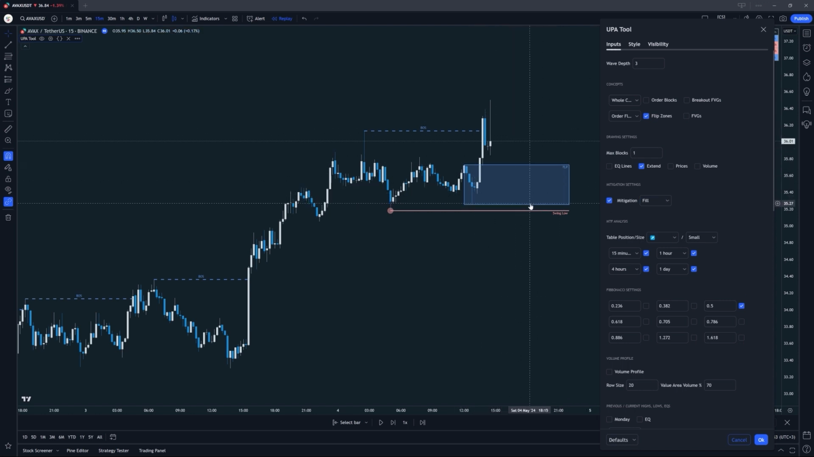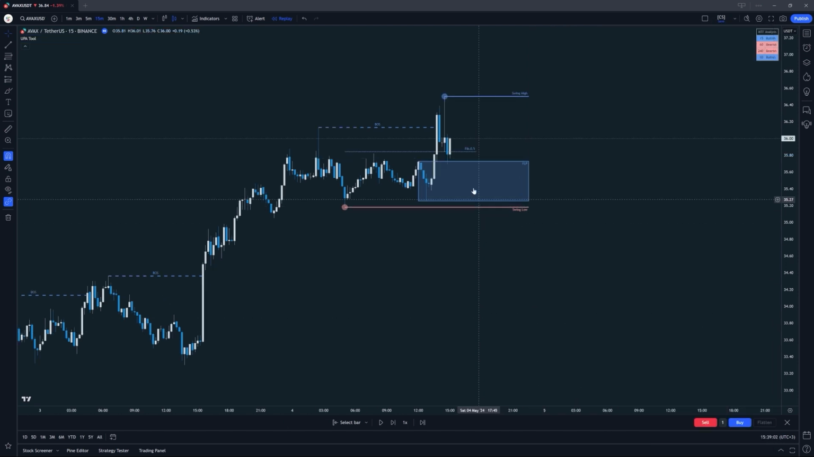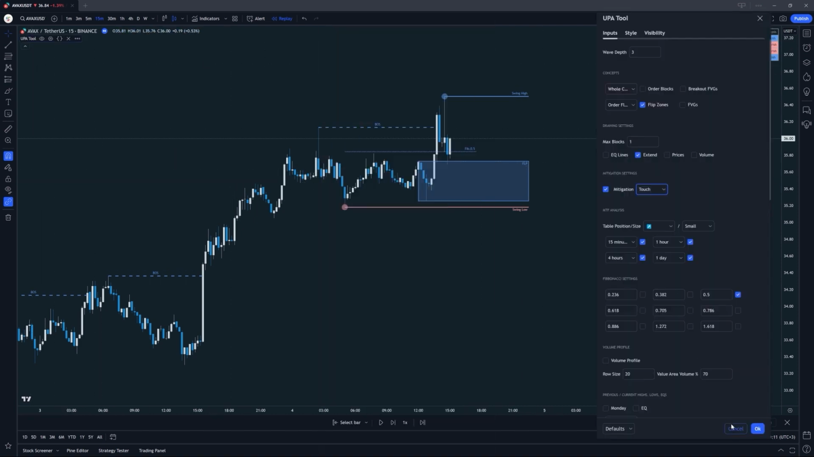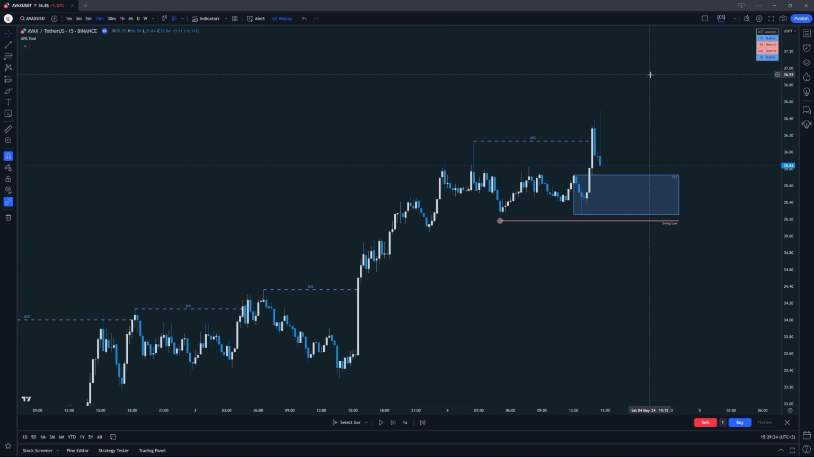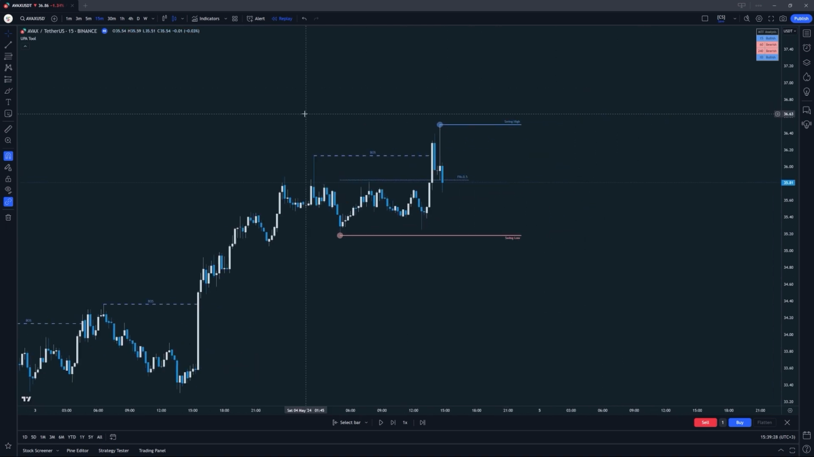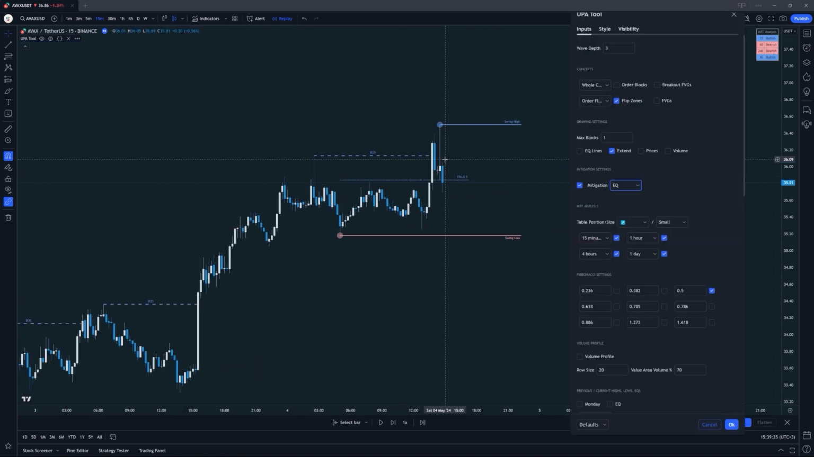For this block to disappear, yes, as you can see right now, our price has not completely crossed and our block has not disappeared. If we chose touch so that it disappears as soon as it's touched, as you can see, our block would have disappeared. Let's rewind and see it again. Yes, you can see that our block disappears as soon as it is touched.